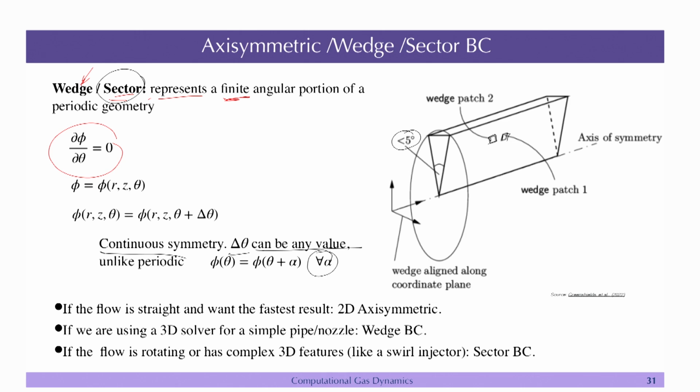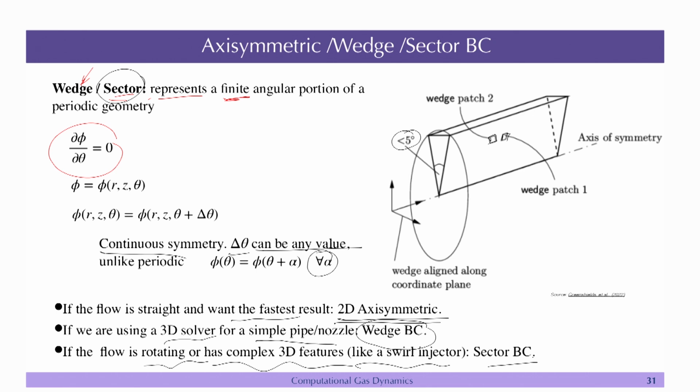If the flow is straight and you want the fastest result, the 2D axis symmetric is probably the best choice, but of course you need a 2D code. If you are using a 3D solver, for a simple pipe and nozzle, then the wedge boundary condition with just one cell across the azimuthal direction is okay. If the flow is rotating or has complex 3D features, like a swirl injector, then you can use a complete 3D code with the sector boundary condition.